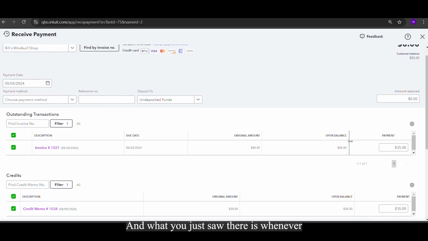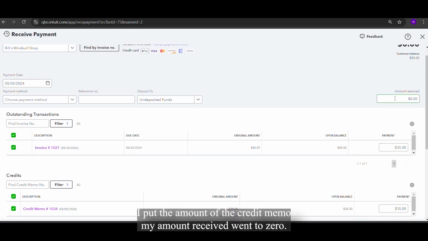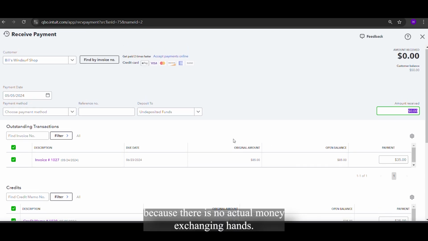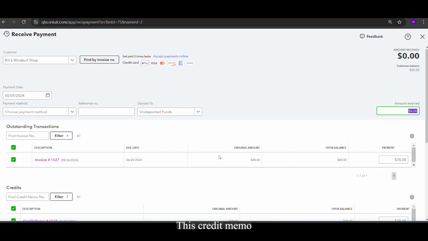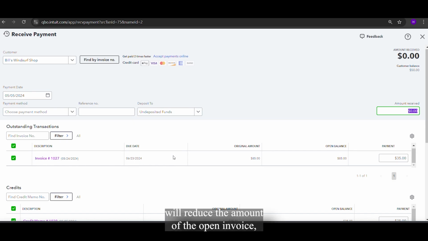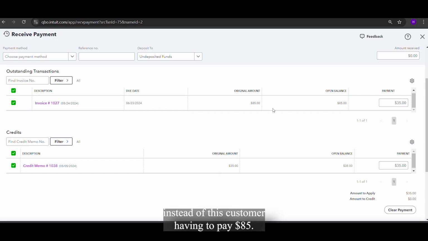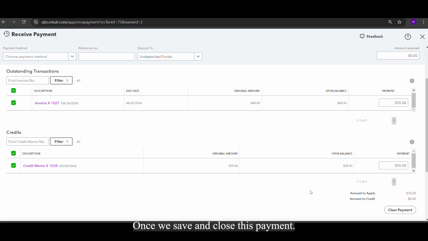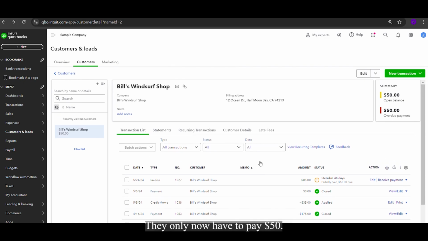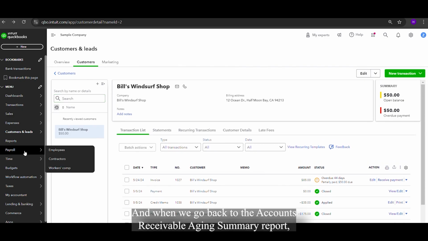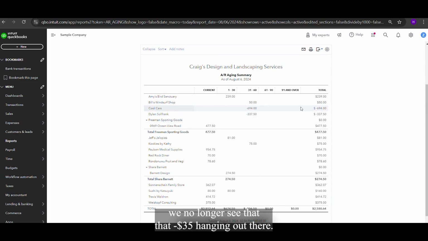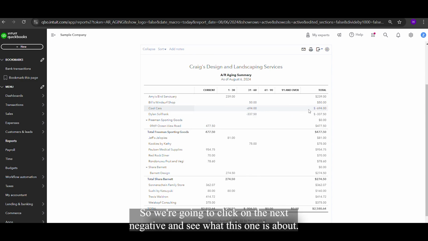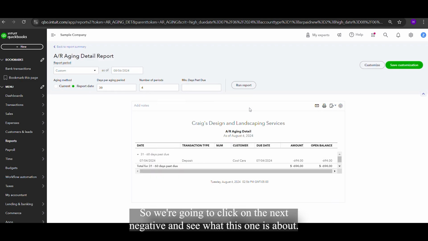And what you just saw there is whenever I put the amount of the credit memo, my amount received went to zero. And that's what it should do, because there is no actual money exchanging hands. So we are just simply applying a credit to this open invoice. This credit memo will reduce the amount of the open invoice. Instead of this customer having to pay $85, once we save and close this payment, they only now have to pay $50. And when we go back to the accounts receivable aging summary report, we no longer see that negative $35 hanging out there. So we're going to click on the next negative and see what this one is about.